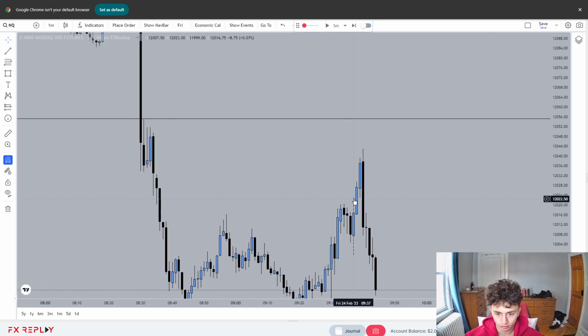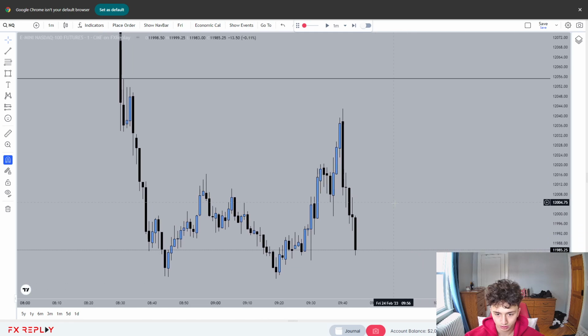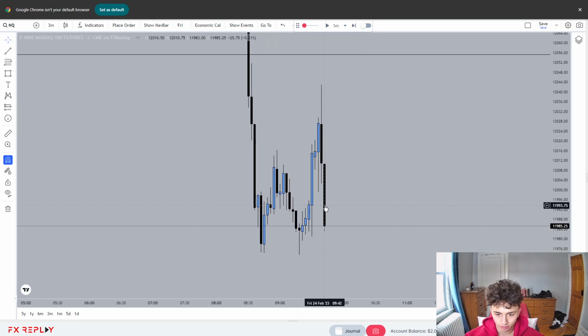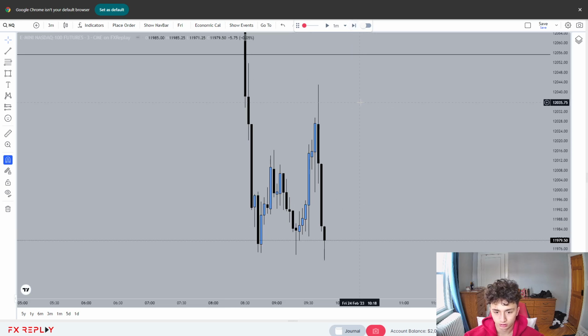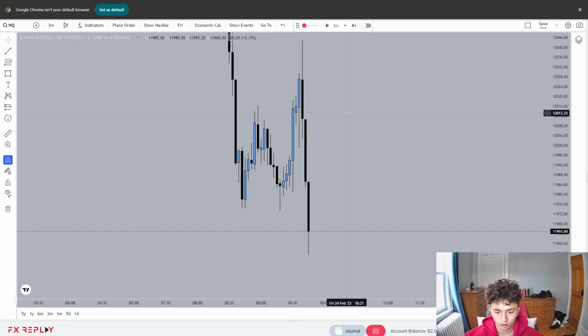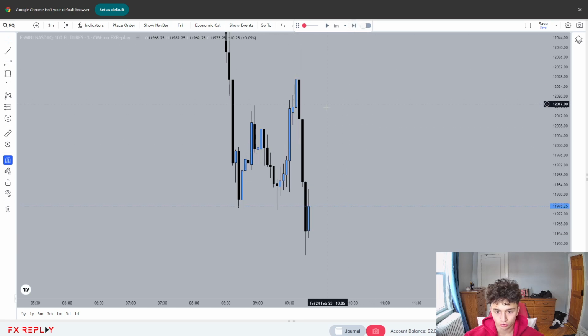Alright, did it inverse? That's not really an inverse. This is probably a 3 minute. If it inverses this, and it does, the only issue is I wouldn't take this because we just swept out that. Even though it's looking strong, I wouldn't take it.